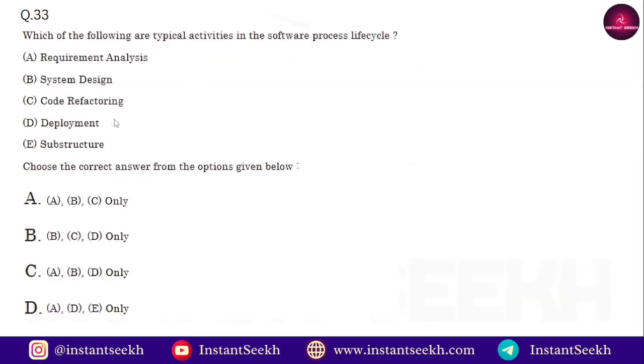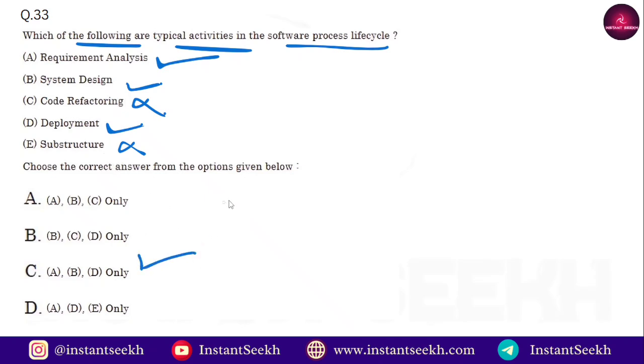Okay, let's move on to the next. Which of the following are typical activities in the software process lifecycle? What are the valid steps you can say? Typical steps in the software process lifecycle: requirement analysis, yes, it is a proper step. System design, yes. Code refactoring, no. Deployment, yes. Substructure, no. So A, B, and D are the valid activities in the software process lifecycle. That is option C, your correct answer for this particular question. Let's move on to the next.